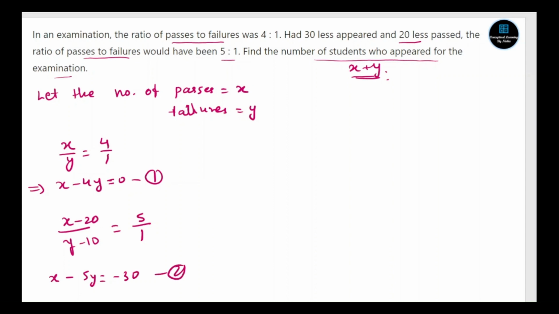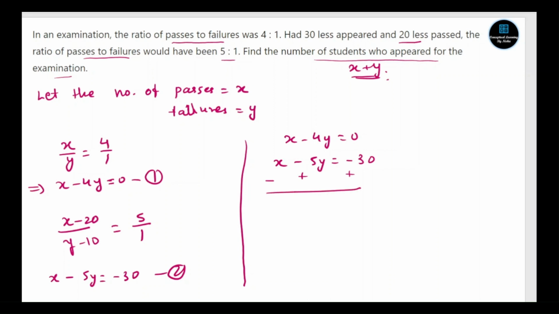Now we have two equations which we can solve very easily using the elimination method. So x minus 4y equals 0, x minus 5y equals minus 30. Now let's eliminate those. So we'll get the value of y equals 30, and when I substitute in any of the equations, I'll get the value of x as 30 into 4, which is 120.